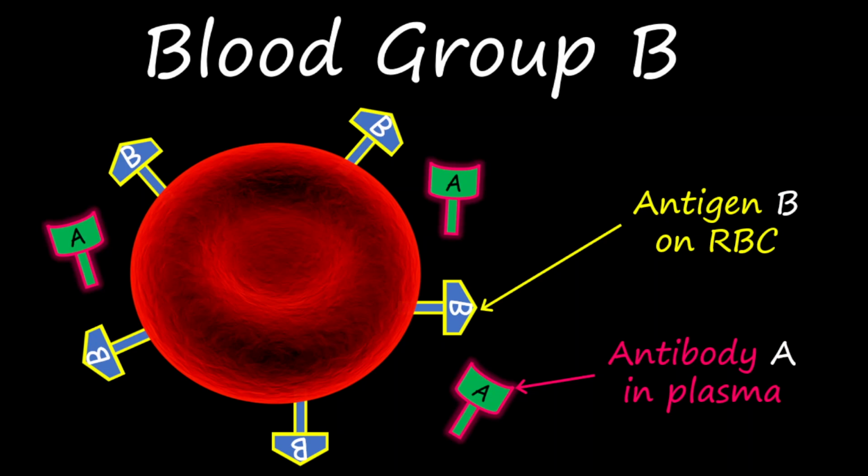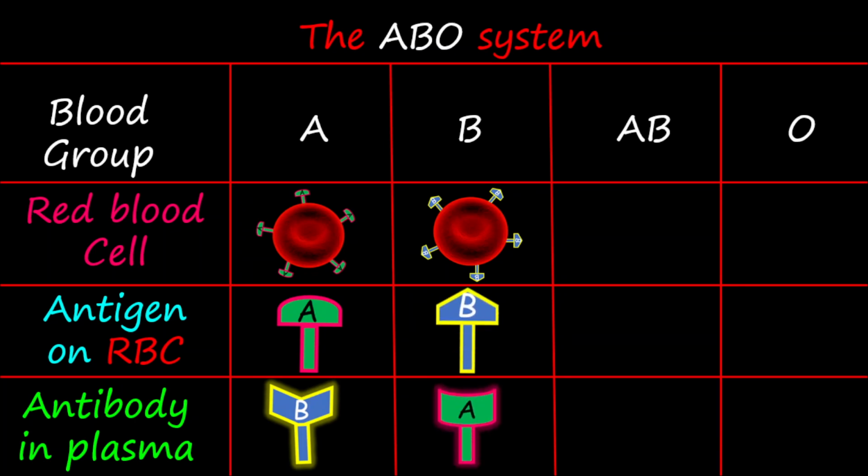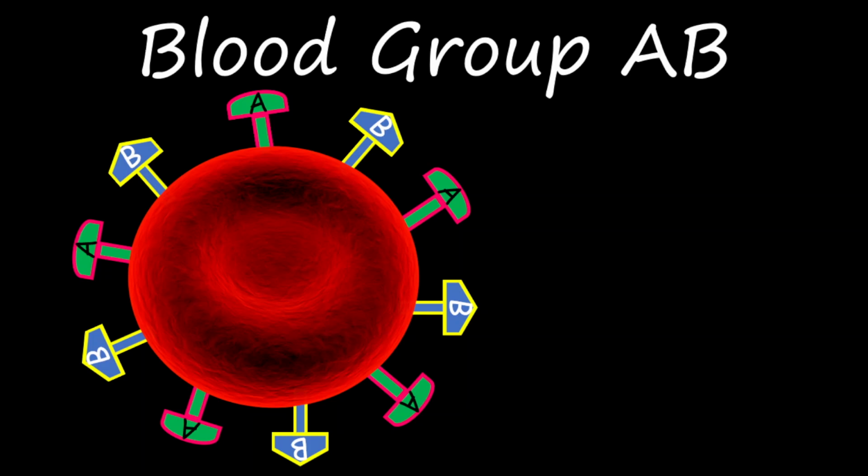Now let us put this in a summary table as well. So by the end, we're going to fill out this chart. And so we present our blood group B by representing the red blood cell with antigen B and antibody A within the plasma. All right, let's look at the blood group AB.